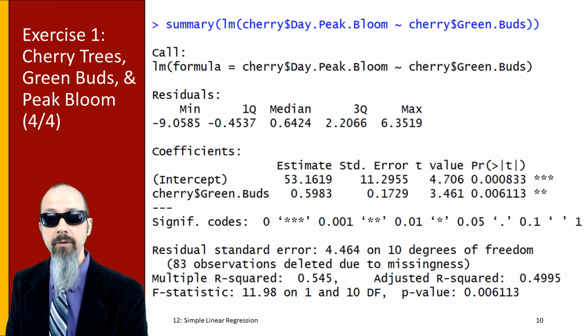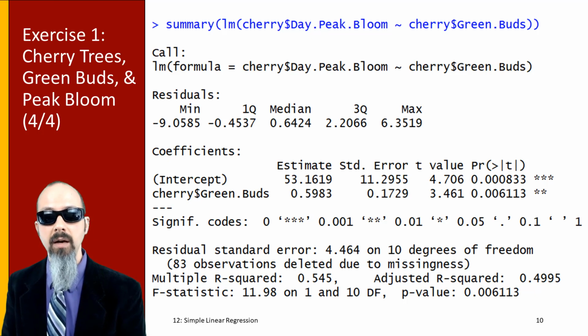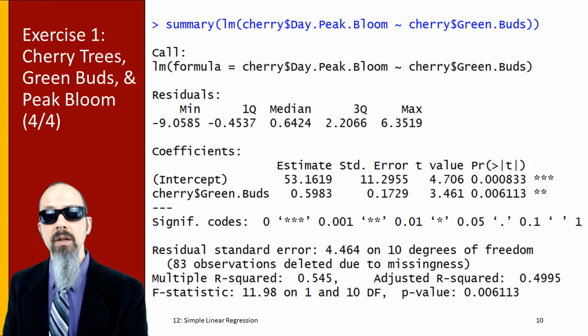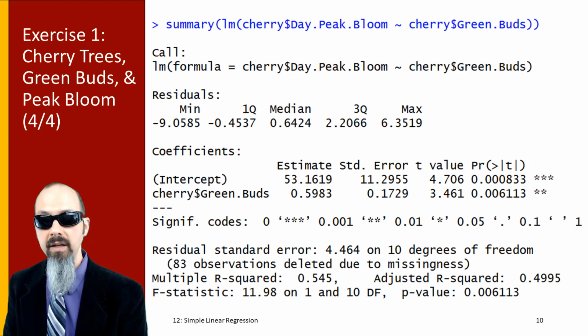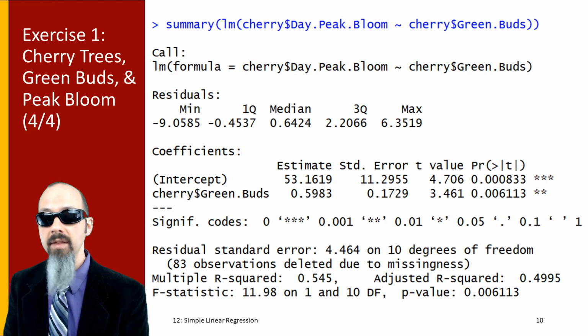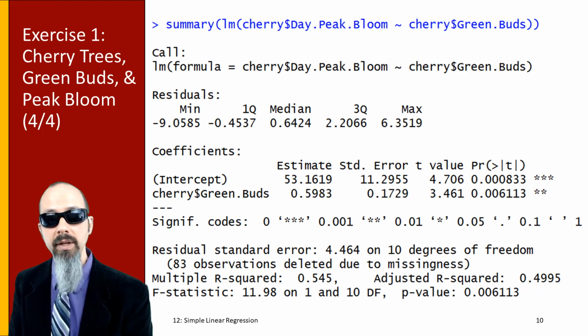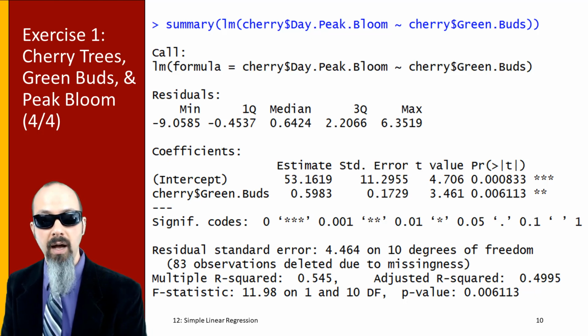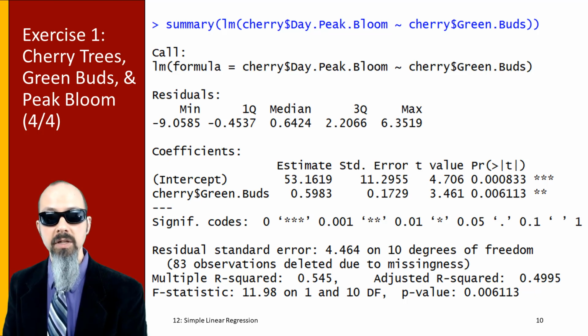And the p-value for our entire model in the bottom right corner is very small, so we would say that our model is doing a better job by knowing green buds than by simply taking the average days until peak bloom by itself. You may notice that the p-value for the entire model is the exact same p-value as for our green buds coefficient. That's not by accident. Right now we only have one independent variable, so the model fit p-value is going to equal that by design. When we get to multiple regression, that's going to deviate, and they're going to be different from each other.